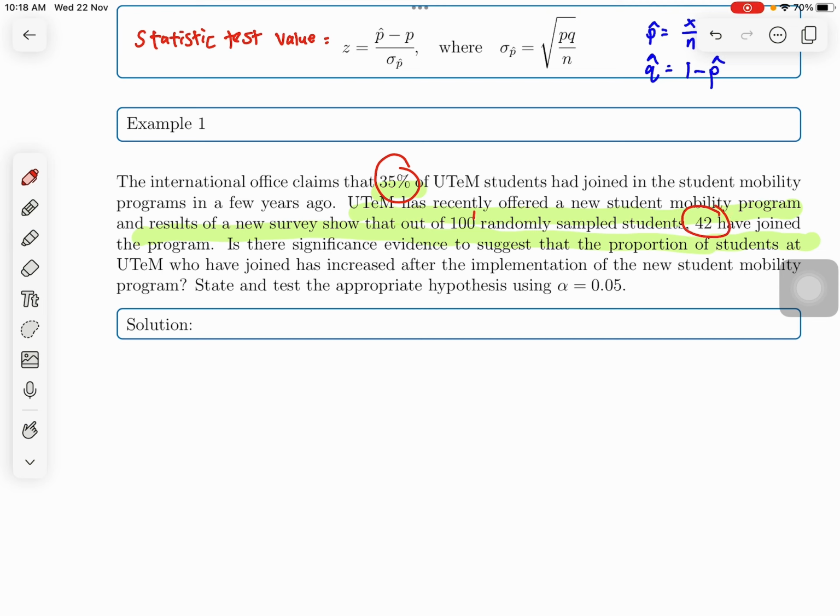X. Okay, the question is, is there significant evidence to suggest that the proportion of students at UTEM who have joined has increased? Okay, so they ask you if there is any increase after the implementation of the new student mobility program. State and test the appropriate hypothesis using alpha, and this one is also the information.